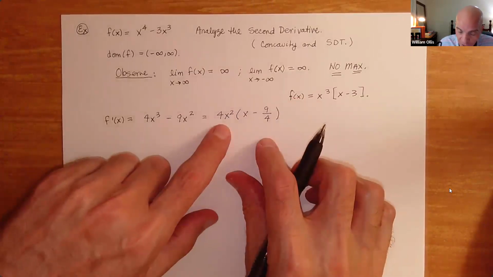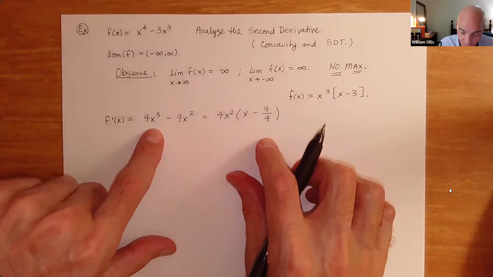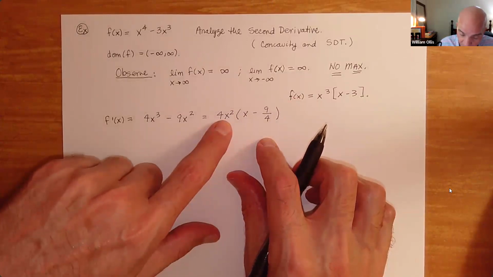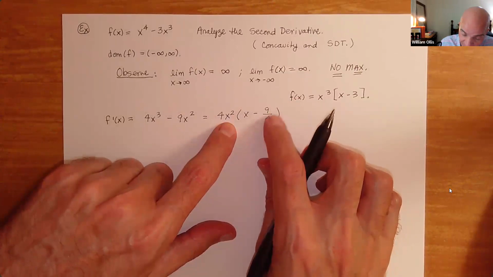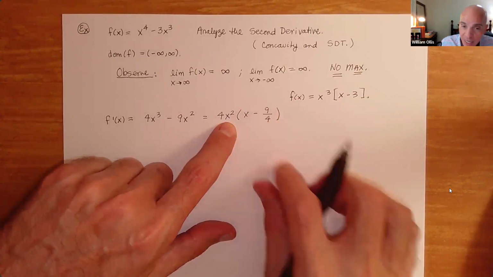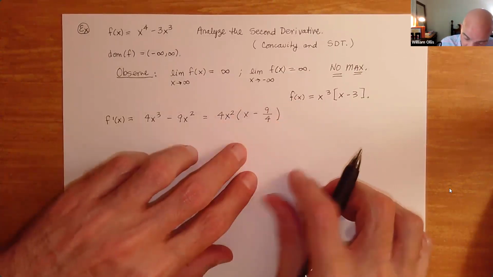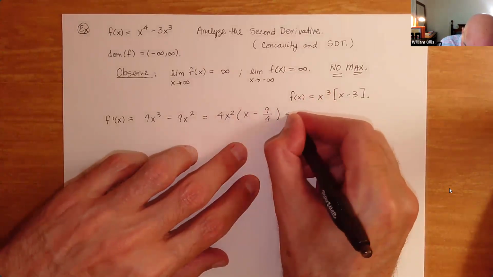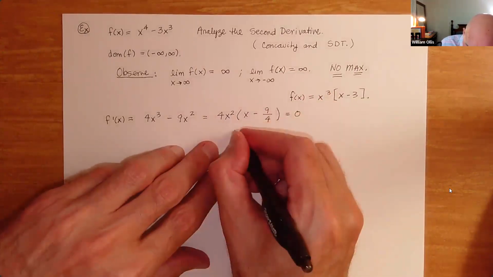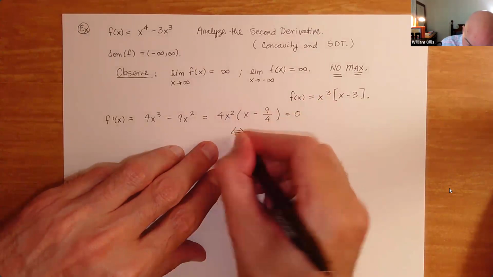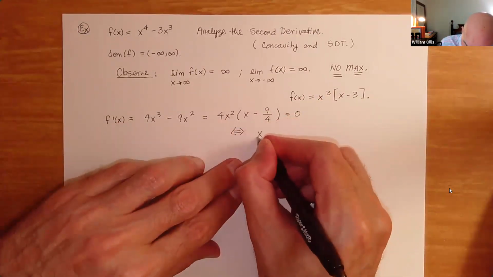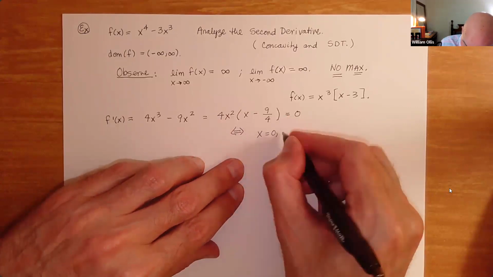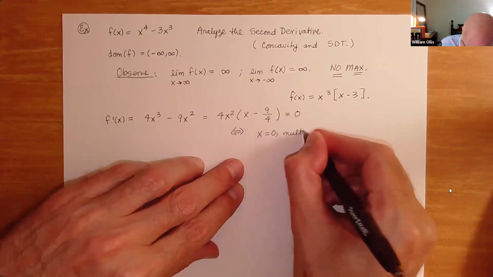So again, 4x squared times x is 4x cubed, and of course, 4x squared times 9/4, the 4's absorb, and we just get the 9x squared with the negative sign, so that works. And so now if we set this to 0, by zero product, if and only if, of course, x squared is equal to 0, we certainly get x equals 0. So x equals 0, and we have multiplicity 2.